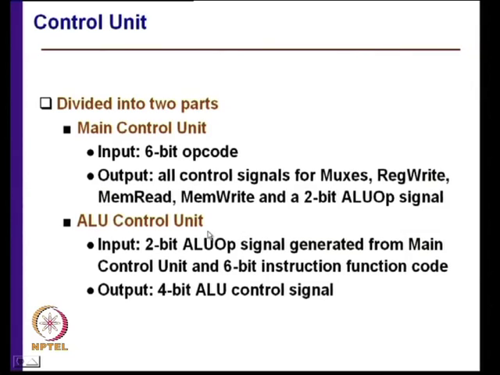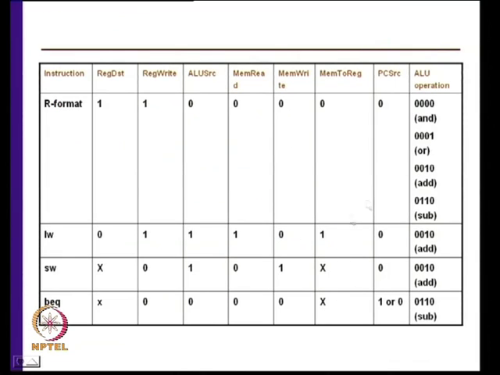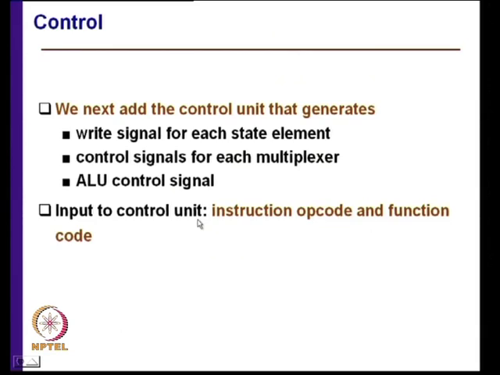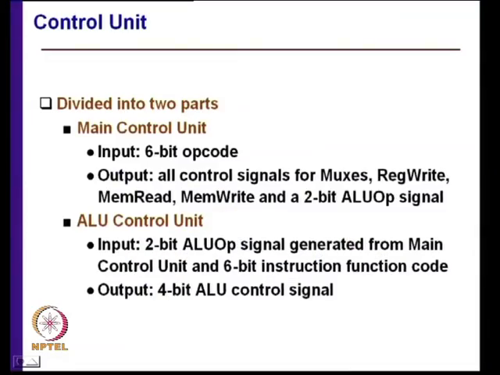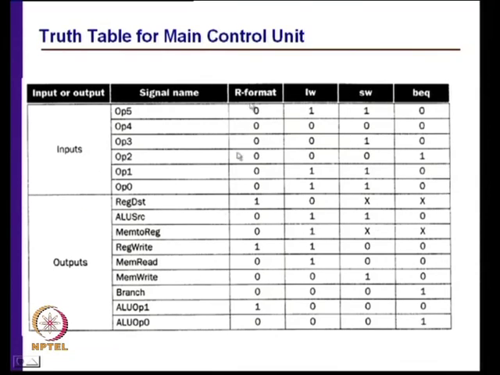Then coming to the ALU control unit, the input is the 2-bit ALU opcode signal generated from the main control unit. That signal is needed because the ALU will perform four operations: AND, OR, addition, subtraction. The 6-bit instruction code is also applied as input to the ALU control unit, and accordingly the 4-bit ALU control signal will be generated by the ALU control unit.